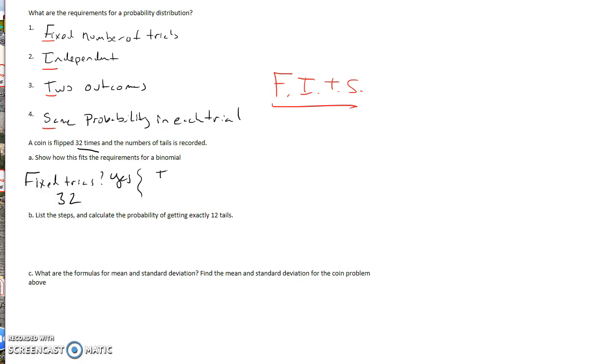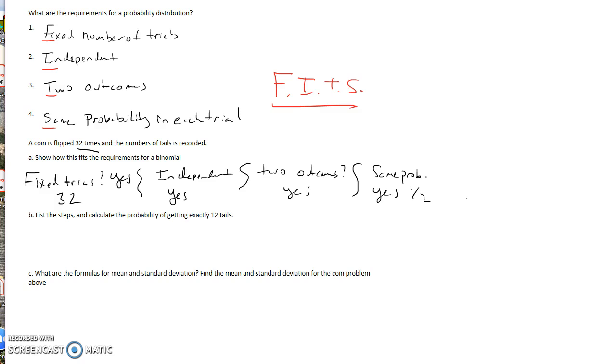The next one is independent. We're flipping a coin, right? So we know that the result of the first coin flip doesn't affect the second one, so it is independent. Are there 2 outcomes? And the answer is yes. It's either a tails or it's not a tails, right? And then finally, same probability. And the answer is yes, it's 1 out of 2, right?